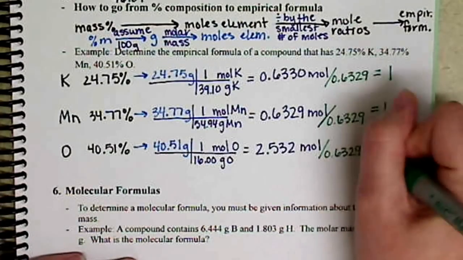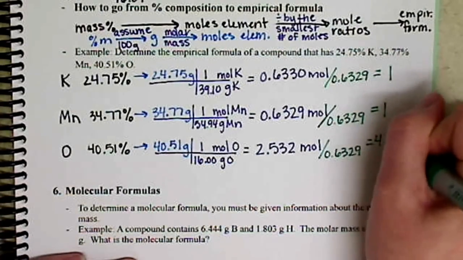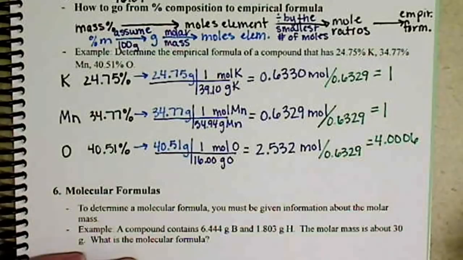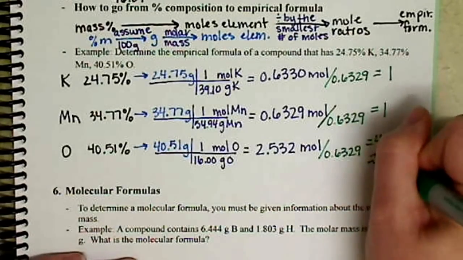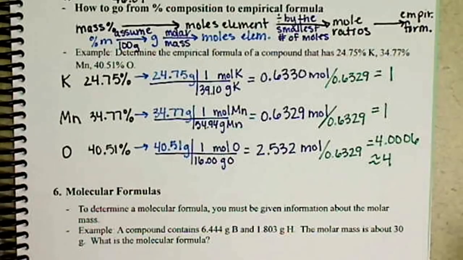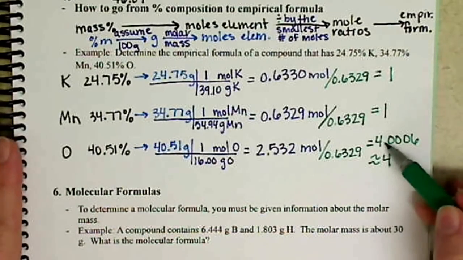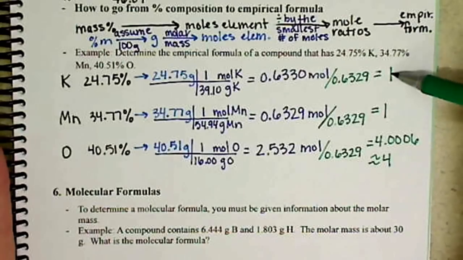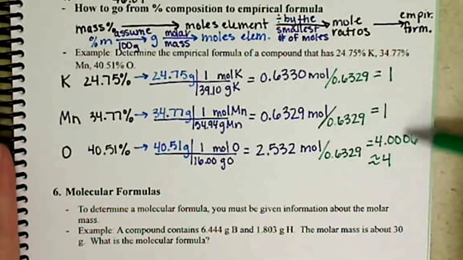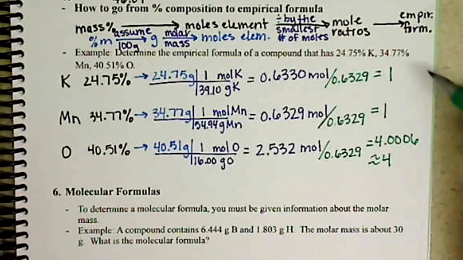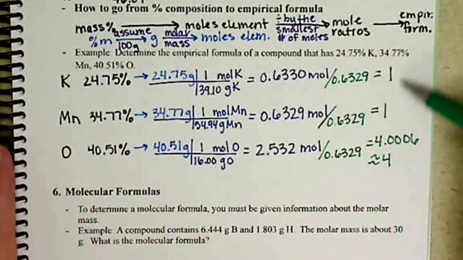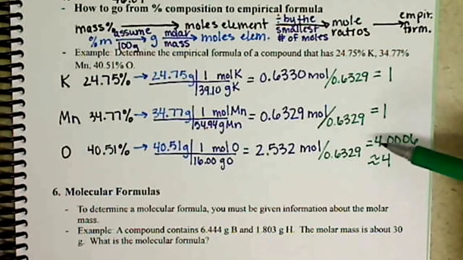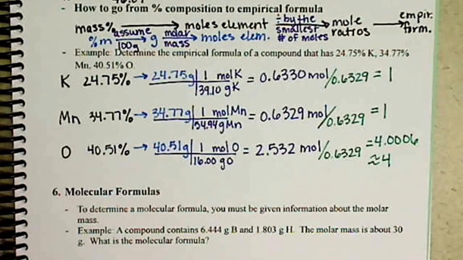When you calculate this out, your calculator is going to give something like this, and we're going to approximate. We're going to say that's about 4. If this were, say, 4.2, I would probably round that to 4.25. Then you're going to have to multiply each of your ratios by 4 to get a whole number here. However, in this example, we have whole numbers, so we don't have to multiply them by any factor.